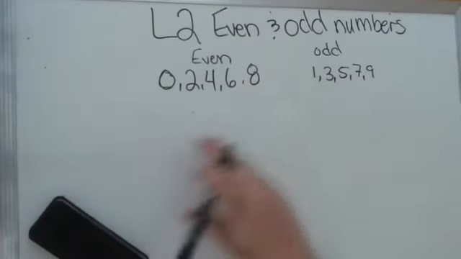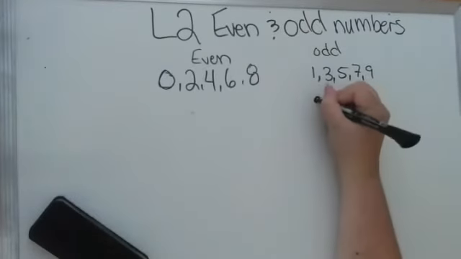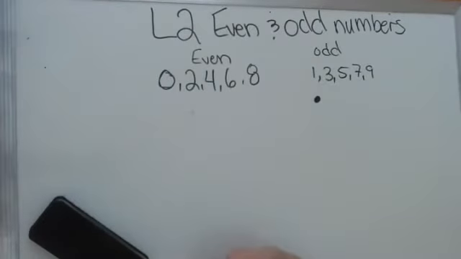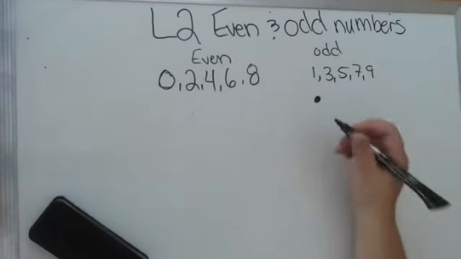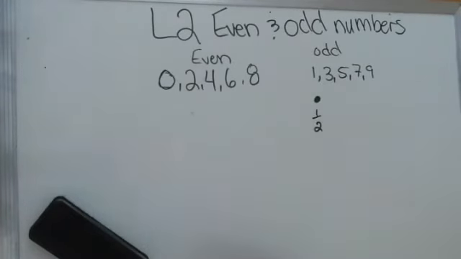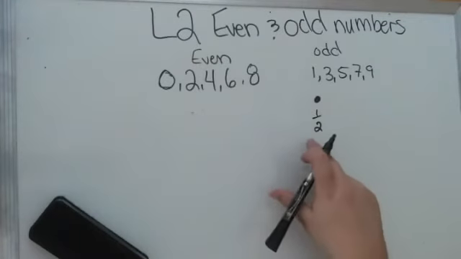The odd numbers do not work like this. If I have 1 dot, I cannot split 1 dot evenly while maintaining a whole number. Half of 1 is half. Okay, it's not a whole number anymore, it's now a fraction.